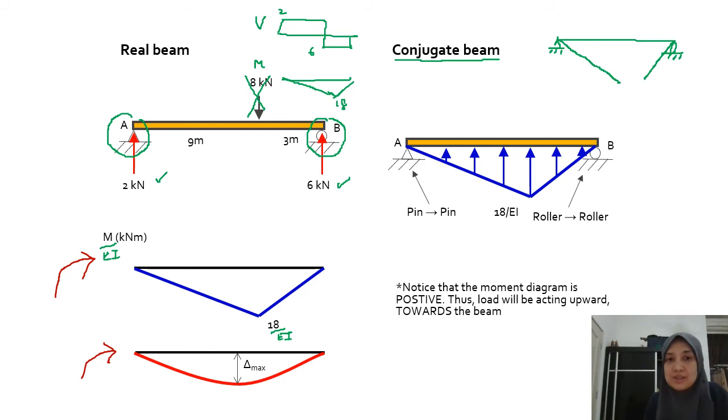So this is your M over EI diagram, exaggerated. Let me just rub it off. Okay, this is your M over EI diagram. How about the arrow? Because your load always has an arrow. The arrow should always point towards your beam. If it's a positive moment, it goes upwards. If it's a negative moment, it goes downwards, like this. The value here would be 18 divided by EI. It's basically your M over EI diagram. Once you get this, you can solve for your problem.